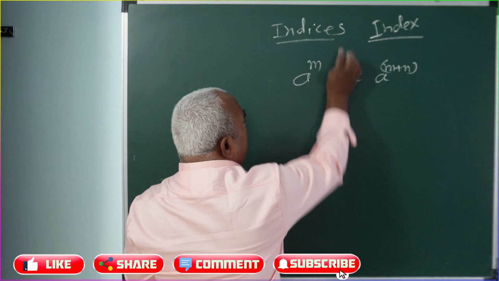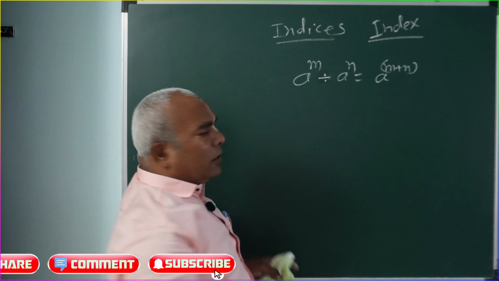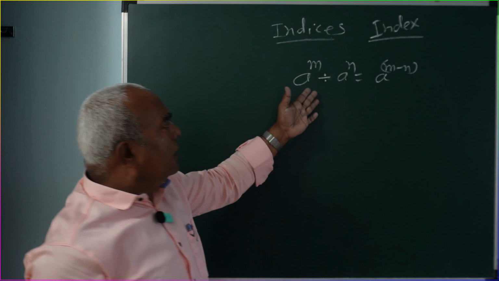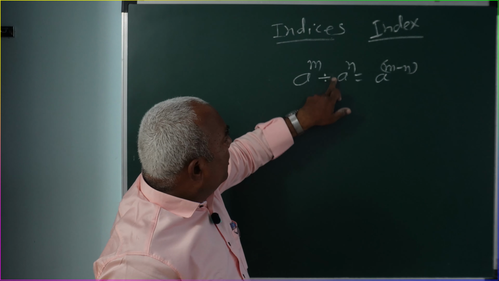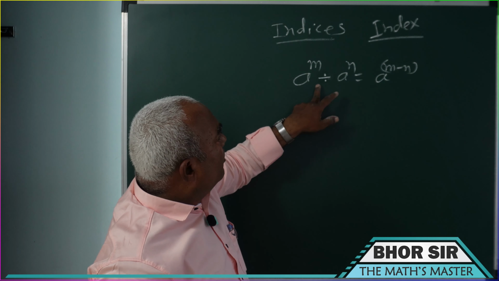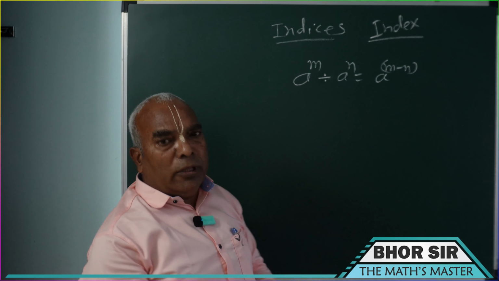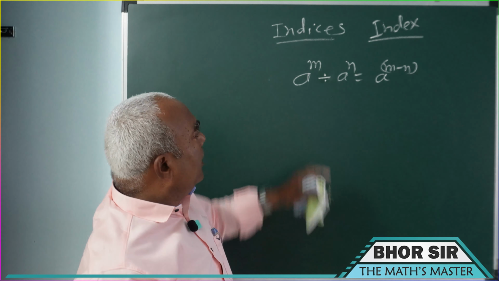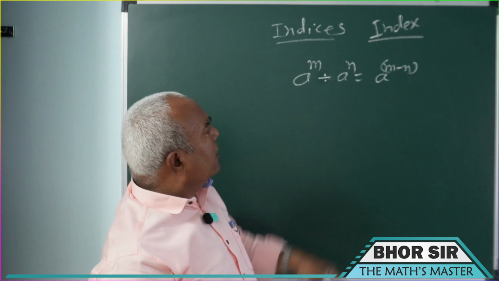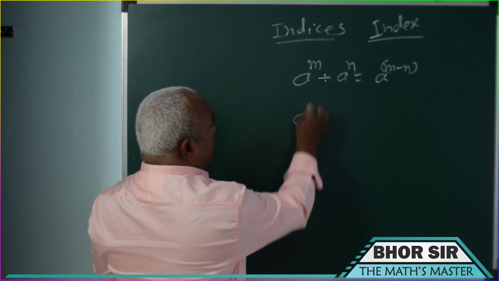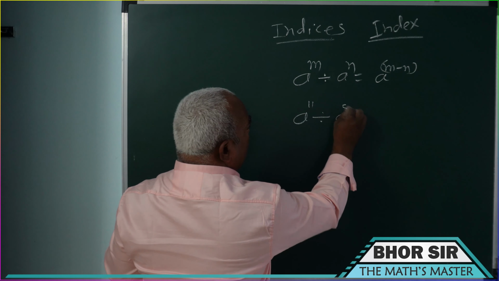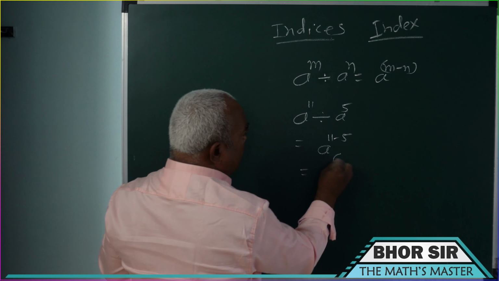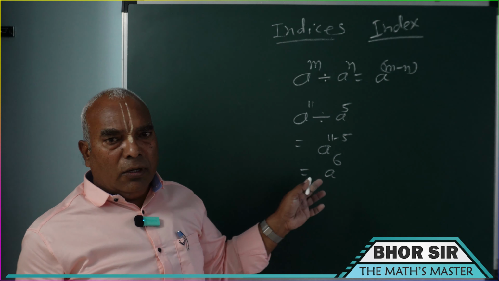The same rule is that if there is division, simple thing, you should do subtraction of the indices. If there is a division sign, or division of two terms, and the base is the same, then only this rule is applicable. If the base is the same, then we should do subtraction of the indices. Here, a raised to 11 divided by a raised to 5. Now what answer is coming? a raised to 11 minus 5, the answer is a raised to 6.